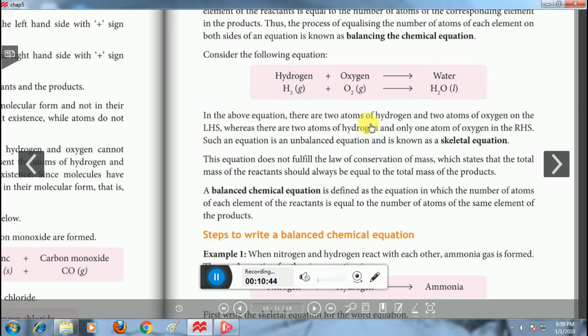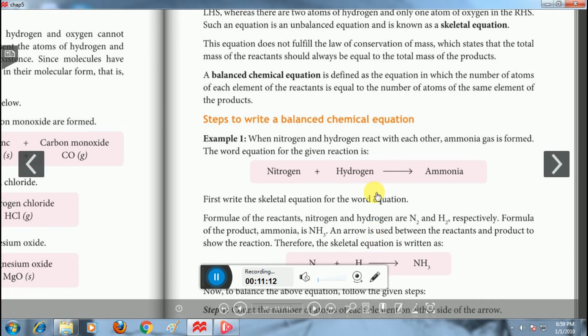In the above equation, there are two atoms of hydrogen and two atoms of oxygen, and this unbalanced equation is known as a skeletal equation. Hydrogen plus oxygen gives water: this is your word equation, and this is your skeletal equation. An unbalanced equation is a skeletal equation. Now this equation does not fulfill the law of conservation of mass, which states that total mass remains unchanged during the reaction.